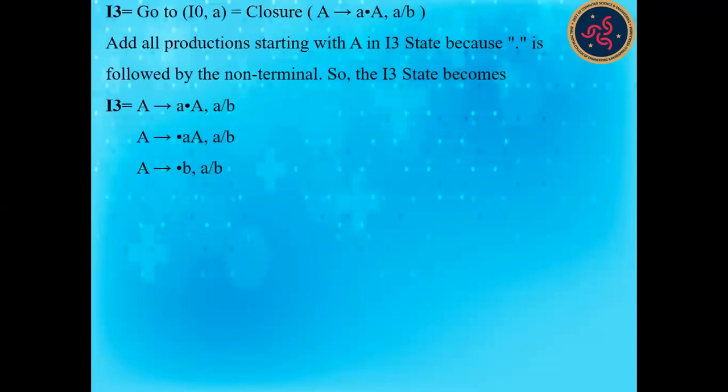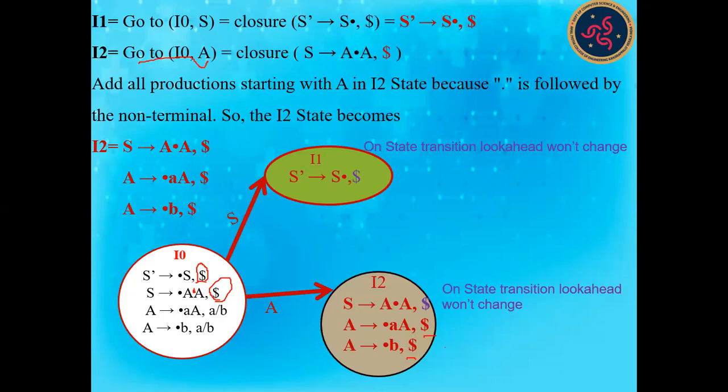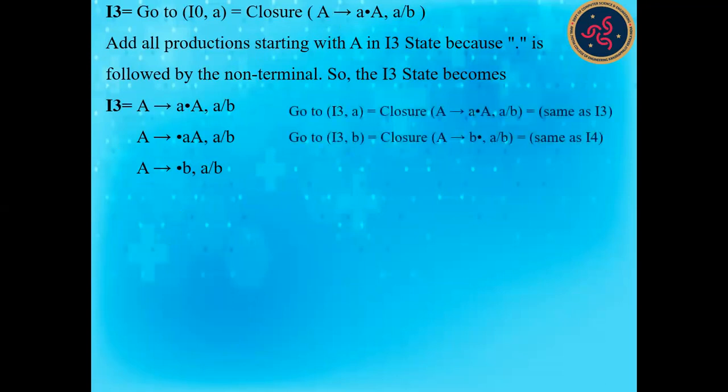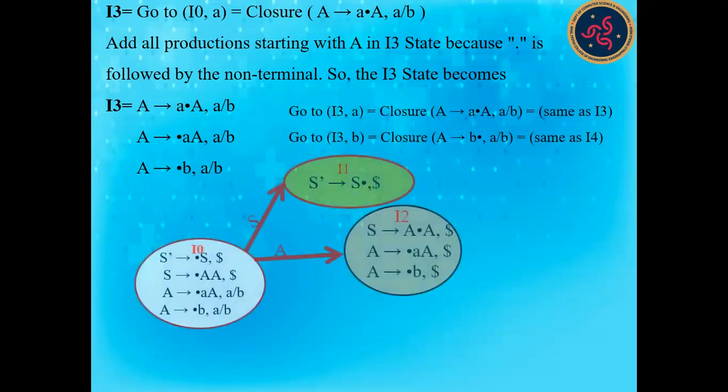Again, there are other transitions from the initial state, right? I have only considered S as well as A. So there are transitions from this I0 on A and B also. Here goTo I0, A: I am applying the closure upon that particular production. So these are the productions.